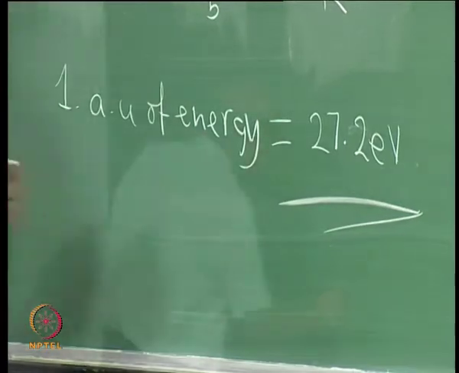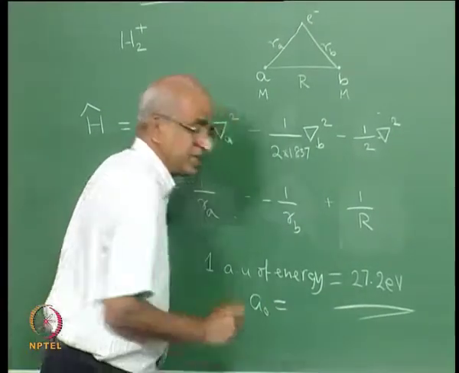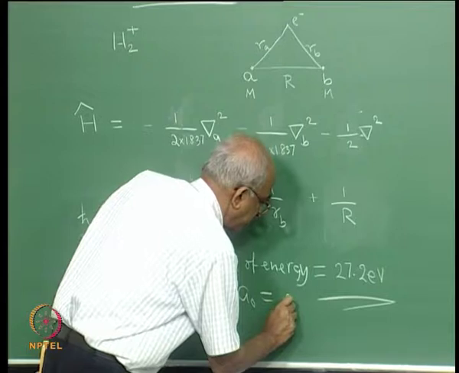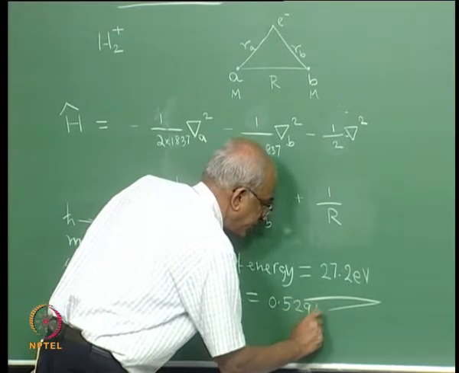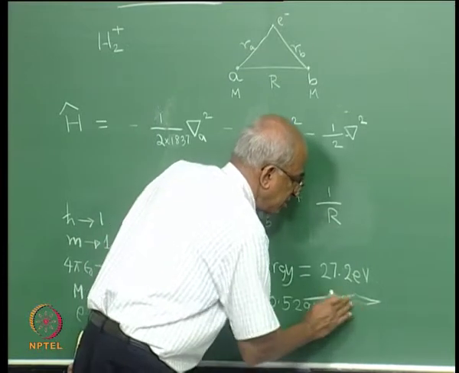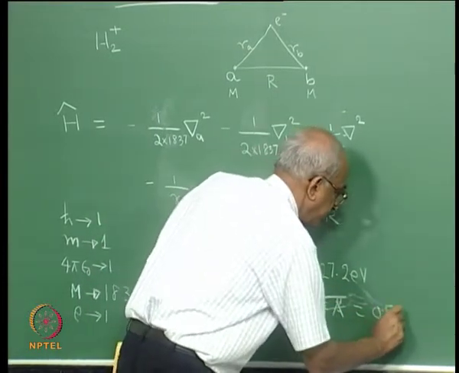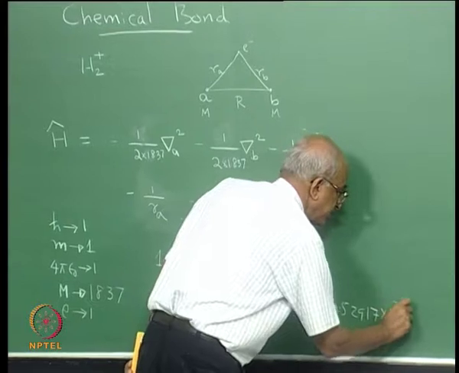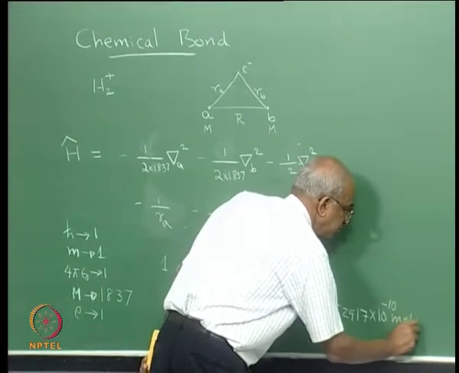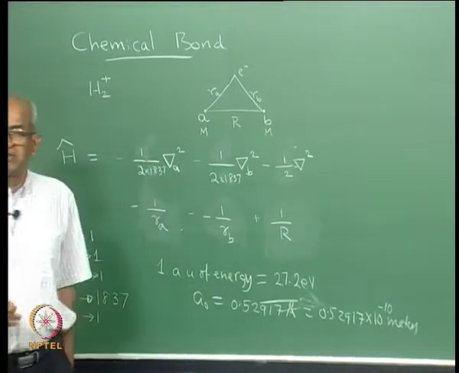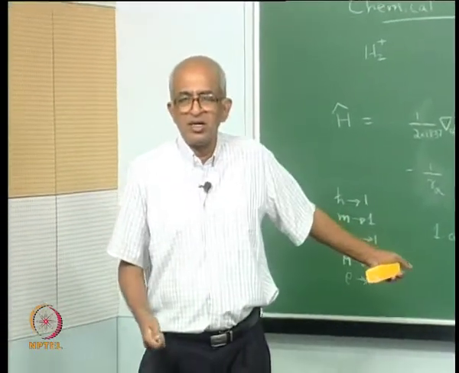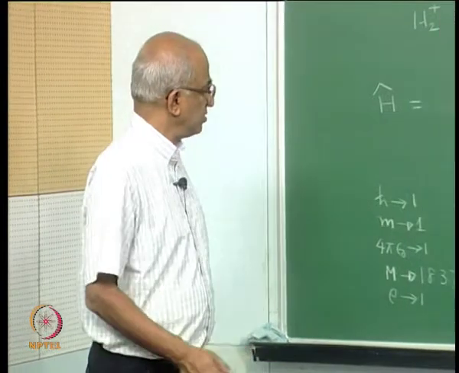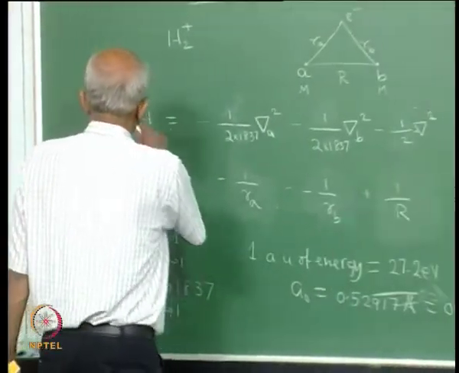Also in atomic units, a0, the radius of the first Bohr orbit, is unity, but in normal units, it is going to be 0.52917 angstroms, which is actually 0.52917 into 10 to the power of minus 10 meters, right. So, remember that if I calculate the internuclear distance, I shall get the answer in atomic units, but that can be converted into angstroms. So, with this information, let us go ahead and look at this Hamiltonian.